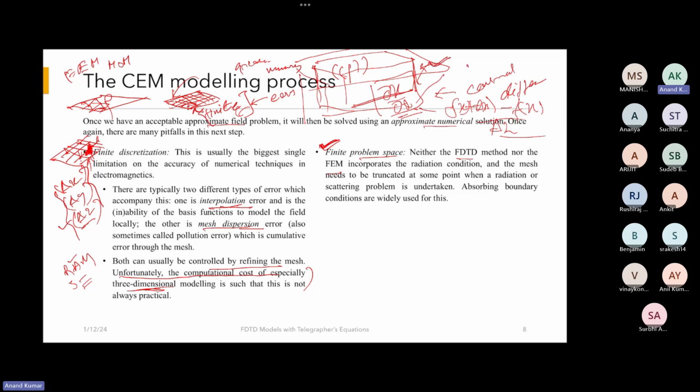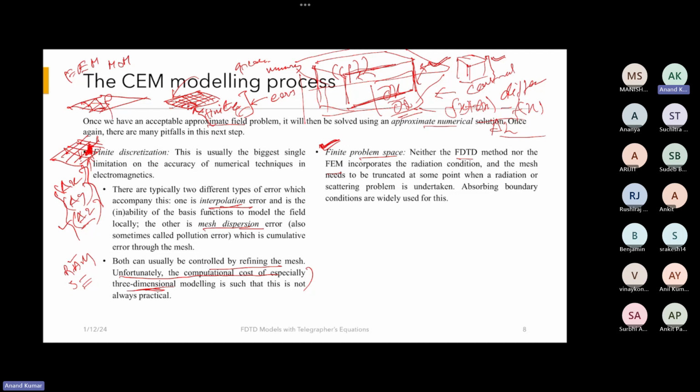So if you try to simulate the antenna in a smaller bounding box, you'll see that you don't get the proper results. You might sometimes also get wrong results. So we are limited by the problem space in which we are trying to solve the antenna, because we are limited in memory. And also in this case, we need to include some absorbing boundary conditions, so that the radiation box does not reflect the fields back into the space.